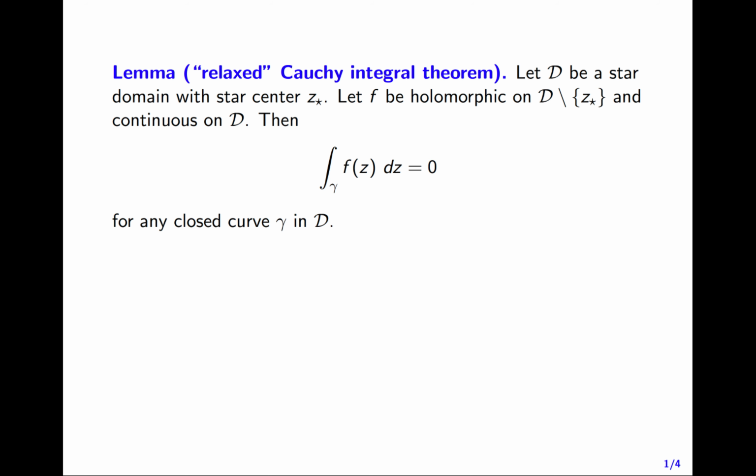So this looks almost exactly like the Cauchy integral theorem. We have a function defined on a star domain that's holomorphic. The integral of that function around a closed curve is equal to 0. The one difference is that the function can fail to be holomorphic at the point z star, which is the star center. The function f still has to be defined and continuous on all of D, including the star center, but it can fail to be holomorphic at z star, and still the results of the Cauchy integral theorem will hold. The proof of this lemma, unsurprisingly, uses the original Cauchy integral theorem and a bit of an approximation argument.